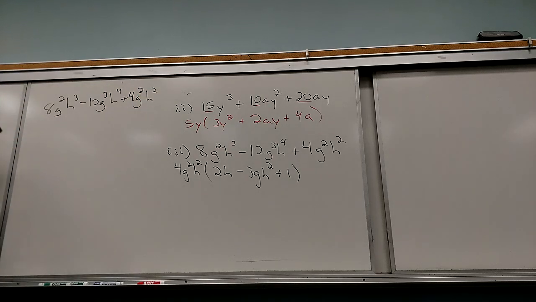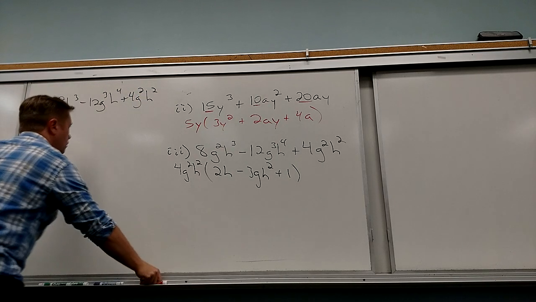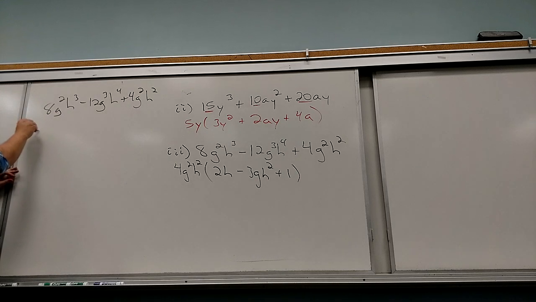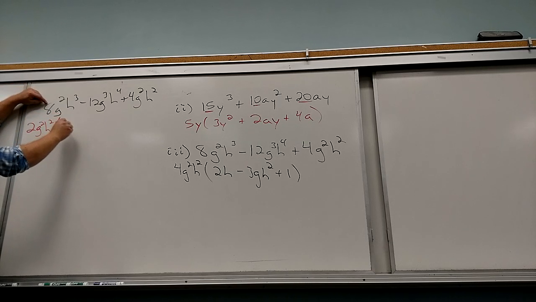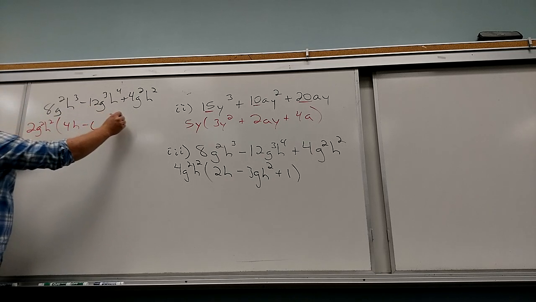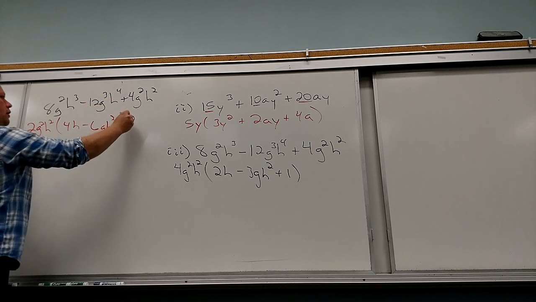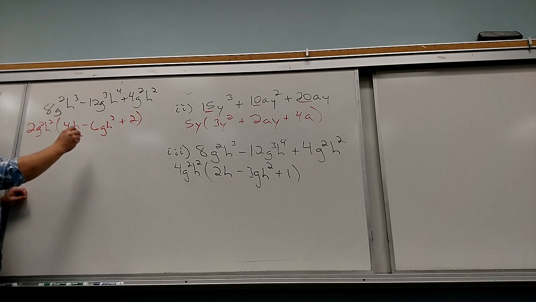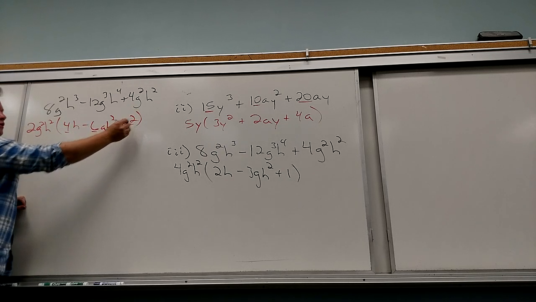So if I took a 2 out, because they all have a 2 in them, right? And then I took out still G squared, H squared, right? So now there will be 4H minus 6, like you said, GH squared, plus 2 now, right? How do I know I'm not done? You can still take out a 2. They each still have a 2.